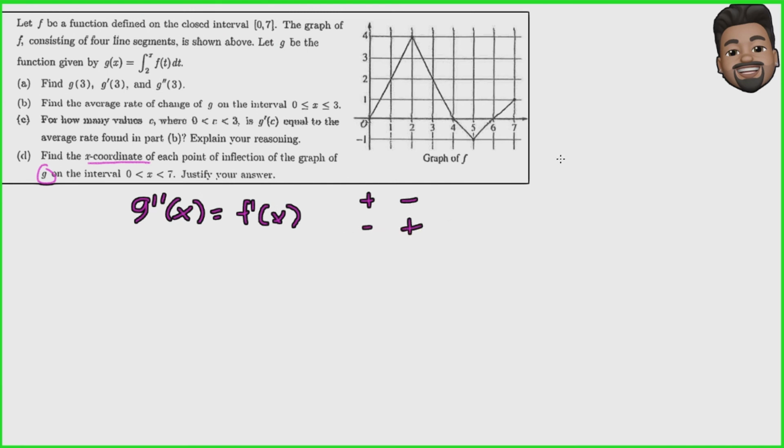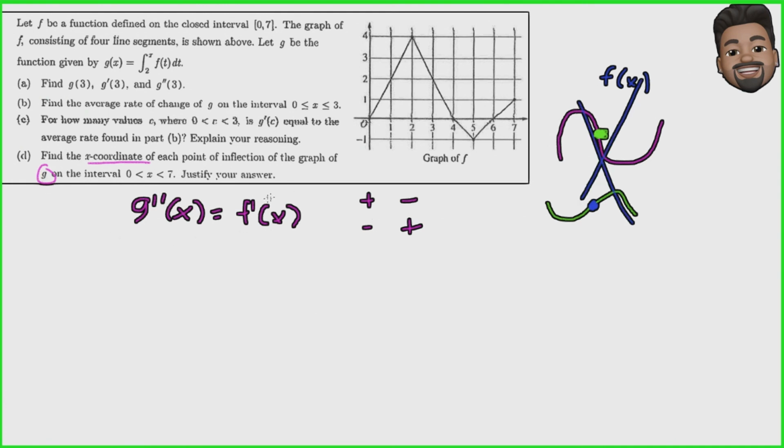The reason why is, remember what a point of inflection is. Let me draw this graph. Your point of inflection is this point right here. It is when your graph changes concavity, and that is when your second derivative needs to change from positive to negative or negative to positive. And this is the original here. The difference is in this graph here, we're talking about g. So when we do the second derivative, we're going to get g double prime of x equals f prime of x.